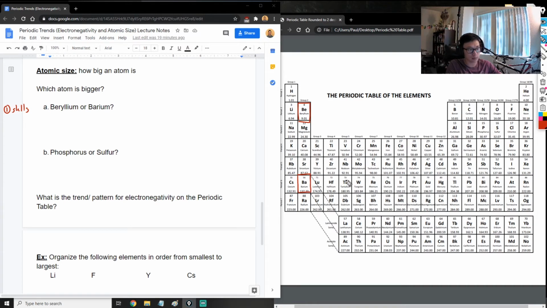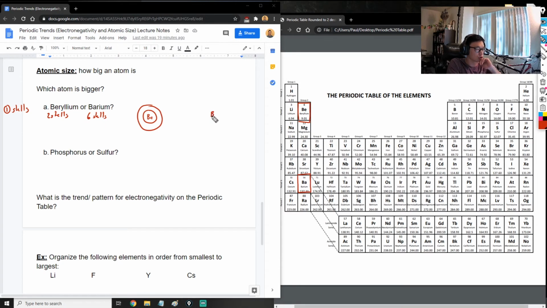So let's figure out how many shells they have. Beryllium is on the second row, so it has 2 shells. Barium is on the 1, 2, 3, 4, 5, 6th row, so it has 6 shells. So let's think about this logically. Which one is going to be bigger? The one with 2 shells or barium? Okay, so while you guys think, I'm going to draw them just so you guys get a visual.